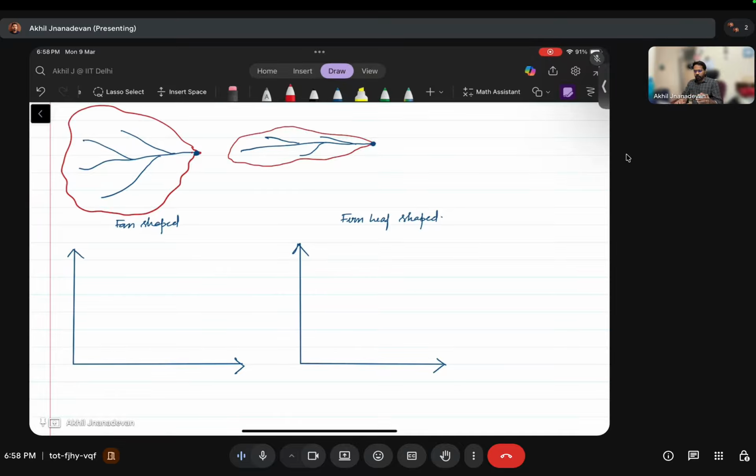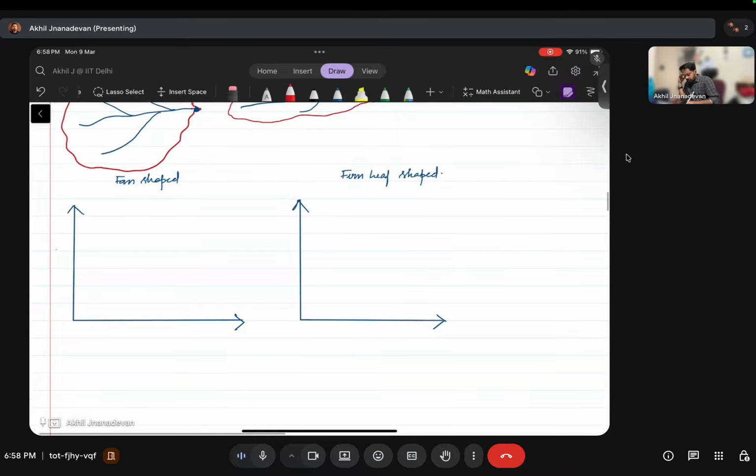So the time to peak will be short. This is discharge and this is time; that is the streamflow hydrograph we are representing. So the peak will come fast and the rate will be higher, right? Once the runoff is generated, it will reach the outlet very quickly, so the flow rate will be high.